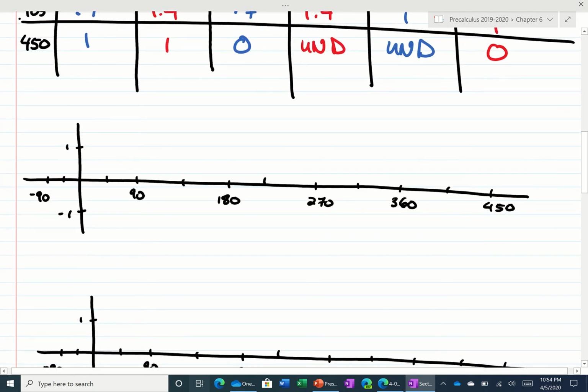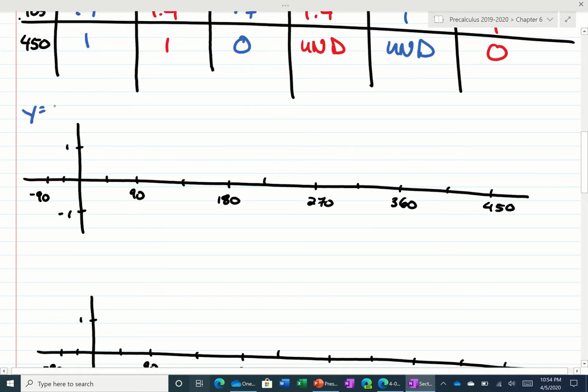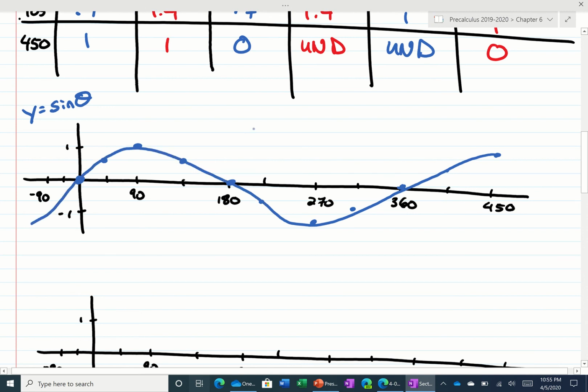First one I'll graph is the sine function. I'm just going to be looking at my chart, and I'm going to be graphing y is equal to the sine of theta. So if you look at your chart at negative 90 degrees, well, we didn't do that, but at 0, it was 0. 45, sine was 0.7. Then it was 1 at 90, and then 0.7, and then 0, negative 0.7. So we had points that look kind of like this. And if we connect the dots, it's a little hard to connect them on the computer.